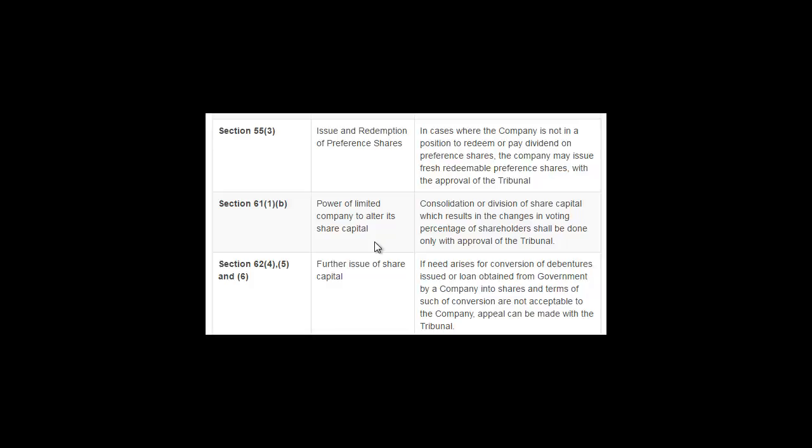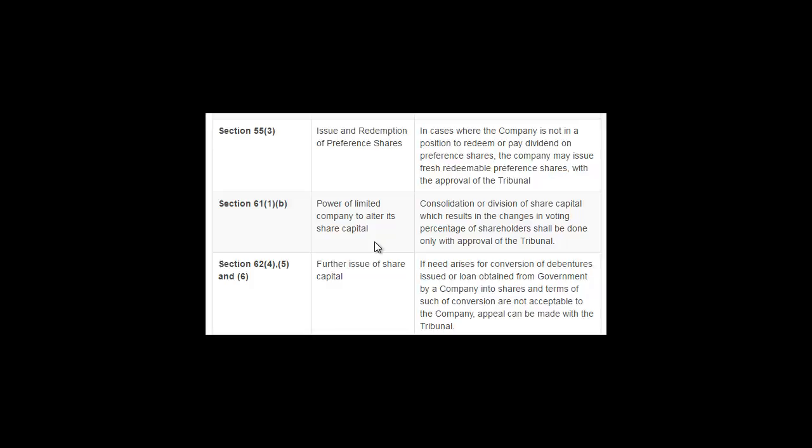If we talk about section 62(4), 62(5) and 62(6), combined as a whole, for the issue of share capital, it mainly talks about what happens if a need arises for conversion of debentures issued or a loan obtained from the government by a company into shares, and the terms of such conversion are not acceptable to the company: an appeal can be made to the tribunal.